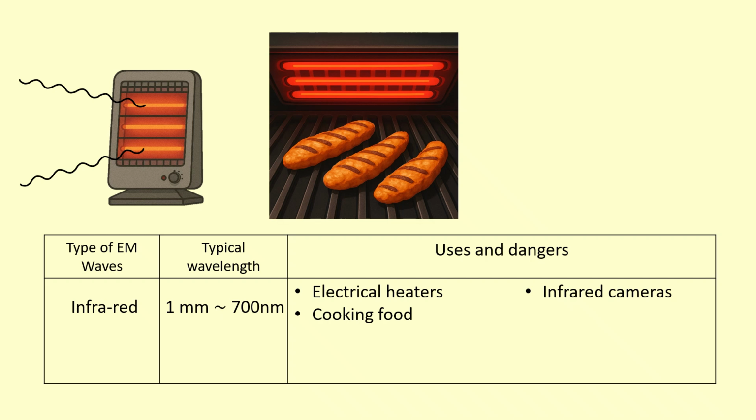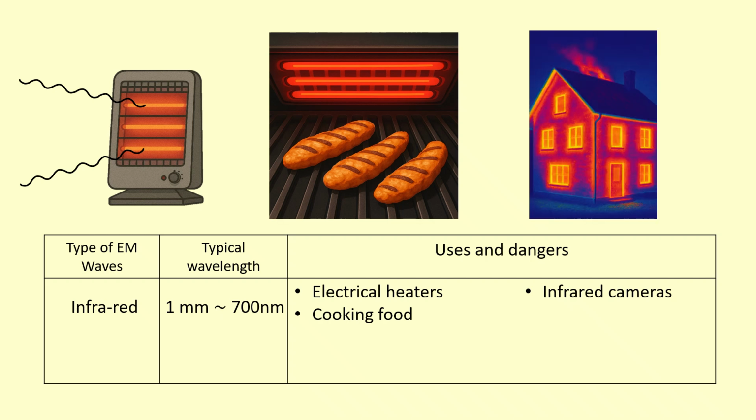And it's also used in infrared cameras. So infrared cameras look at how hot things are, how much infrared radiation they're emitting. So in this diagram here, you can see the windows are quite hot, they're glowing because they're emitting a lot of infrared, while the roof is not emitting much infrared. Now, because infrared transfers heat, you need to be careful because it can cause skin burns if you expose yourself to too much infrared waves.